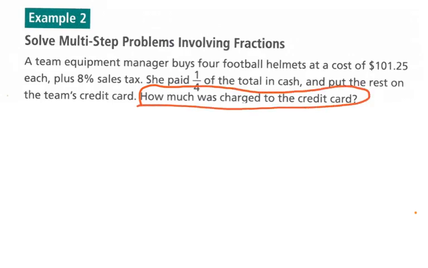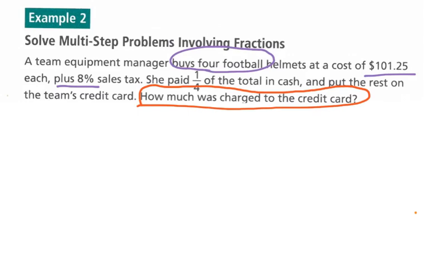And so what do I know? I know that a helmet is $101.25 each, plus 8% sales tax. And I know that she's got to buy 4 of these helmets. I know she's paying for a fourth of it, but then the rest of it, that 3/4, is going on the team credit card. So let's figure out what we've got to solve first. So I need to figure out how much she is paying for these helmets.